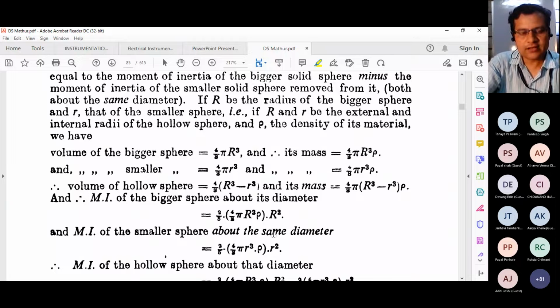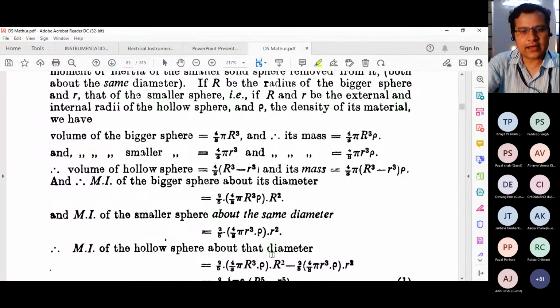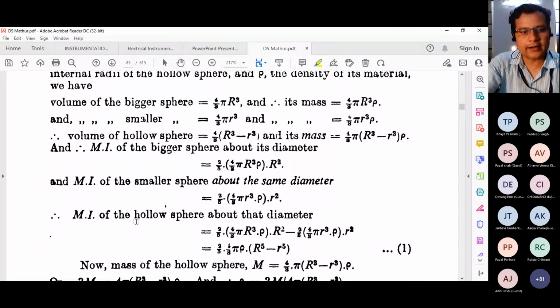That gives 2/5 MR² will give you the value of the moment of inertia of the bigger sphere. Similarly, you can just do the 2/5 MR² for the small sphere. That's the MI of the small sphere. You can just do the MI of the hollow part. What we do, we just subtract the hollow.